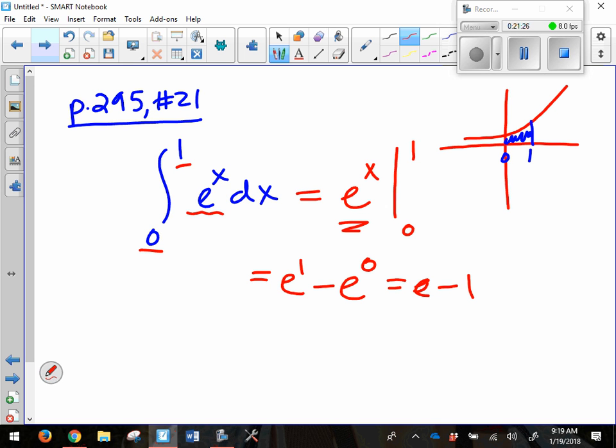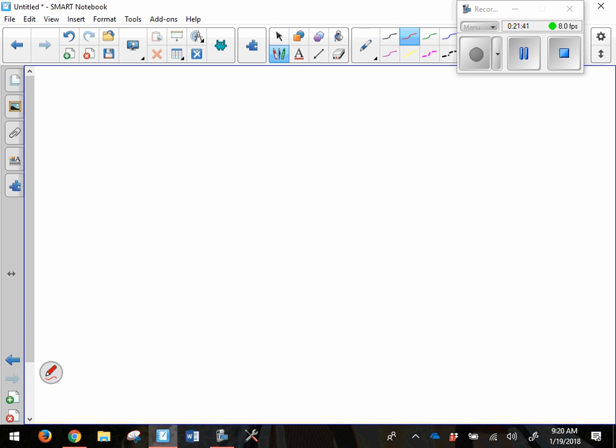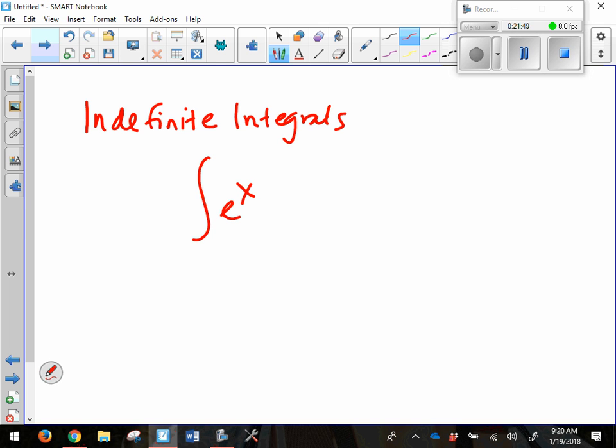When we get into the second half of this chapter, we're going to talk about something called indefinite integrals. And when we talk about indefinite integrals, the purpose is to find the antiderivative, in which case it would be e to the x plus c. But I have a different goal because what I'm trying to do is find a formula that'll help me find the area for whatever values I choose later.